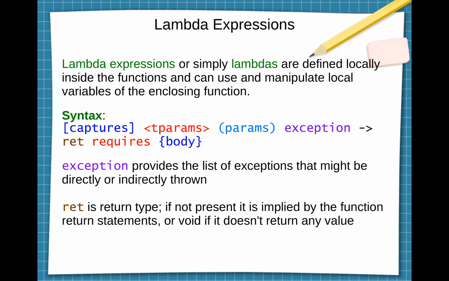Now, you can probably guess that there may be a list of some exceptions that might be directly or indirectly thrown. And then there is usually the return type. Now, what you will see today is that if it is not present, we will not announce it. And what will happen in this case is that it will be deduced from the function's return statements. So it could easily be void.